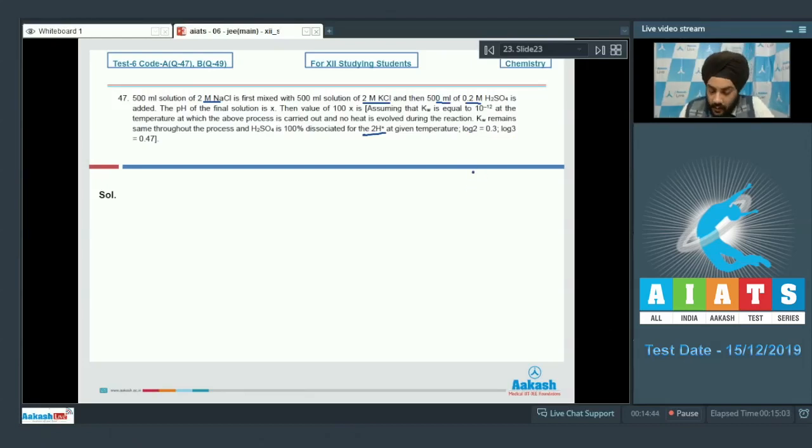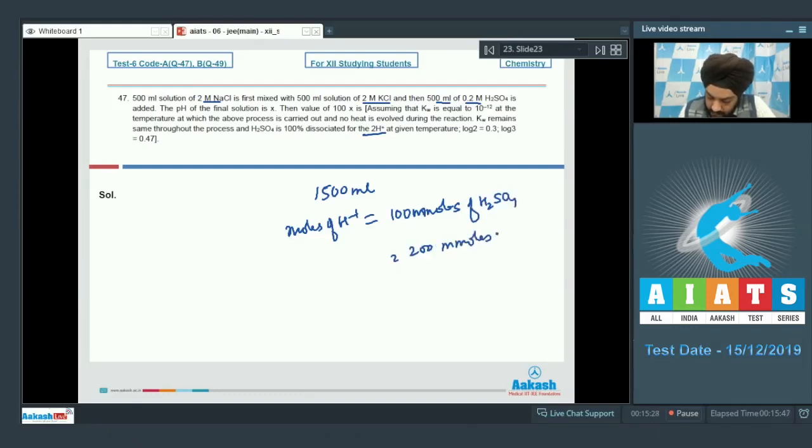Okay, so if we talk about the set of solutions which are mixed, we can clearly see that this is a neutral salt, NaCl. KCl is also a neutral salt, and H2SO4 is going to dissociate into 2H plus and SO4 2 minus. The total volume of the solution is 1500 ml. The moles of H plus will be equal to twice the number of moles of H2SO4. So we have 100 millimoles of H2SO4, which means there is 200 millimoles of H plus. So the concentration of H plus ions is 200 by 1500, which is equal to 2 by 15.